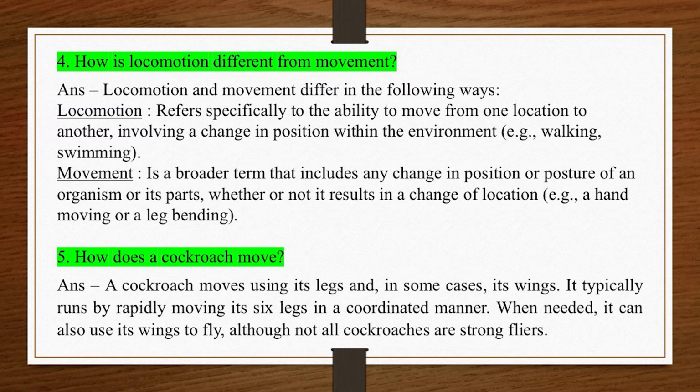5. How does a cockroach move? Answer: A cockroach moves using its legs and, in some cases, its wings. It typically runs by rapidly moving its 6 legs in a coordinated manner. When needed, it can also use its wings to fly, although not all cockroaches are strong flyers.